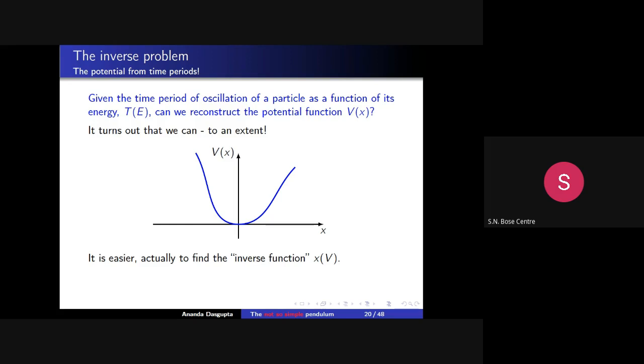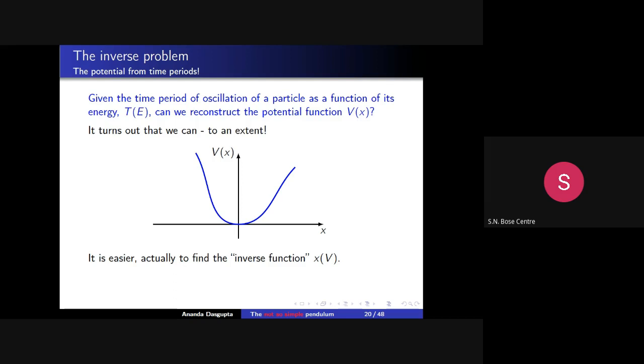But there's a big problem with that. Can anybody point out what that is? What is a very huge problem trying to find x of V? Exactly. There is no x of V, right? For any given V, at least for this graph, you can see there are two x's. So it's not a bijective function, as she says, and therefore the inverse function doesn't really exist here.